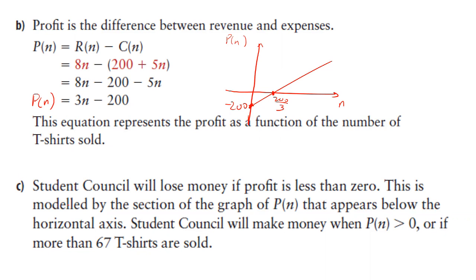And next question, student council will lose money if the profit is less than 0. This is modeled by the section of the graph of Pn that appears below the horizontal axis. Student council will make money when Pn is greater than 0, right? So this corresponds to the interval here, or if more than about 67 t-shirts are sold.